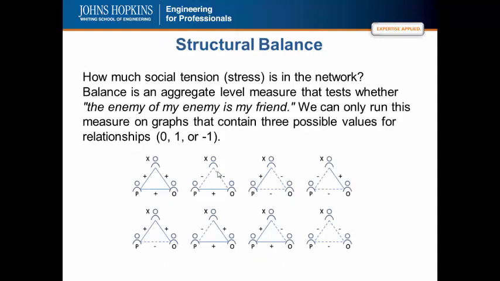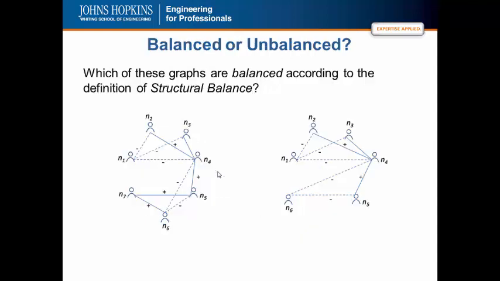Here is another view of balanced and unbalanced triads, where in this case the dashed line represents a negative relationship and a solid line represents a positive relationship. We can look at networks and say, are the networks balanced or unbalanced? It is balanced if it essentially bifurcates into two groups.